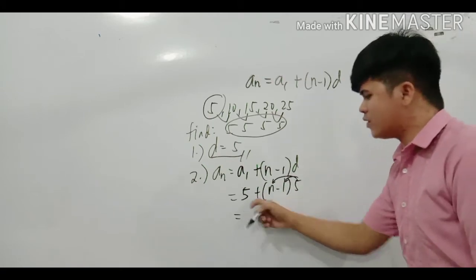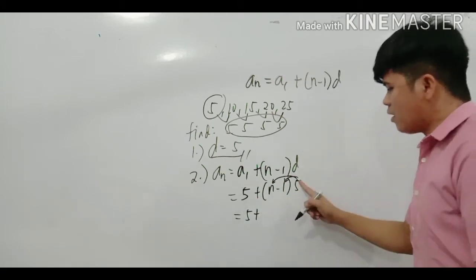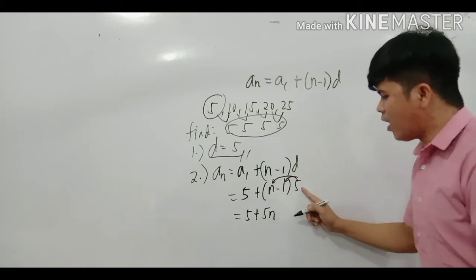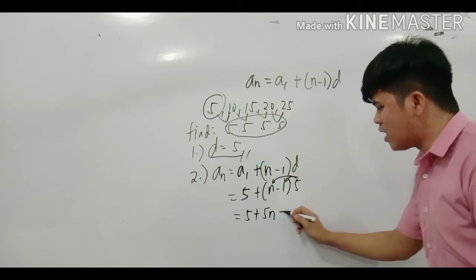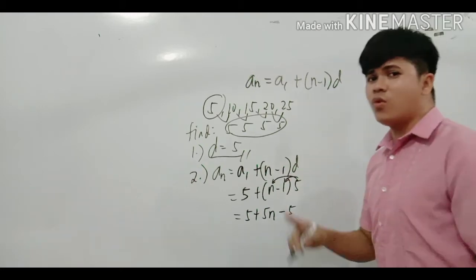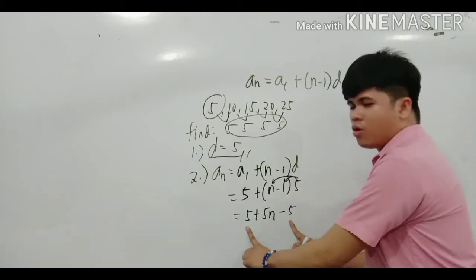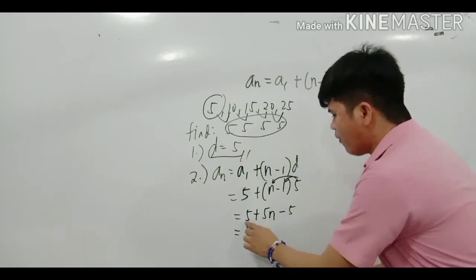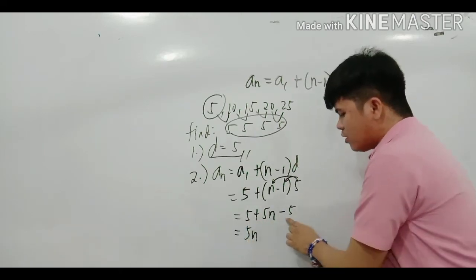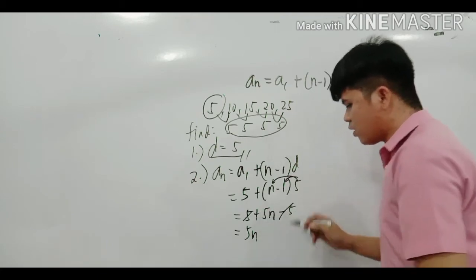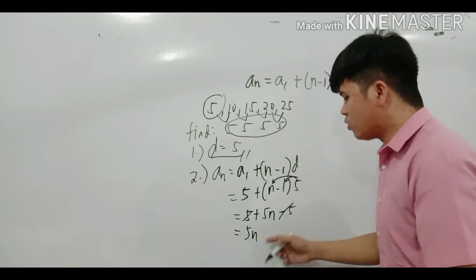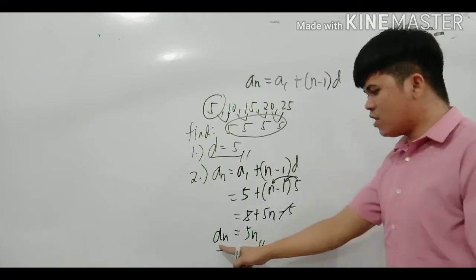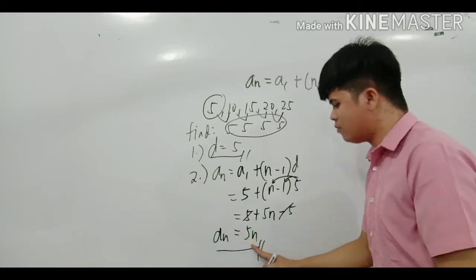So, we copy this one first. Then, 5 times n will give us 5n. Then, 5 times negative 1 will give us negative 5. Then, we only have to combine these constants. So, we copy 5n. Then, positive 5 minus 5 cancels, that is 0. So therefore, the formula is simply 5n. This is the formula: a sub n is equal to 5n.